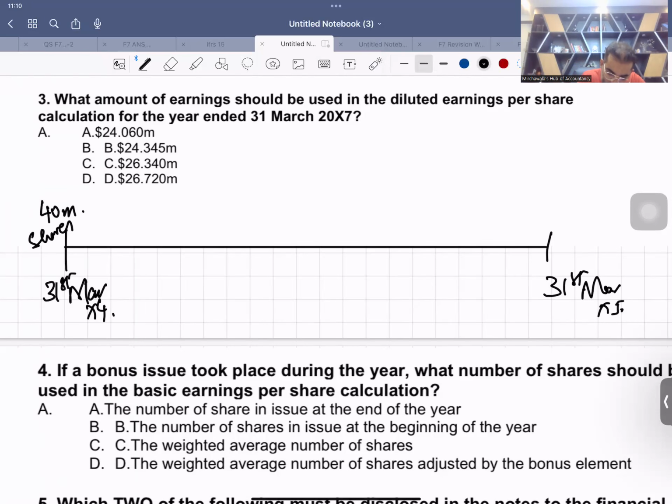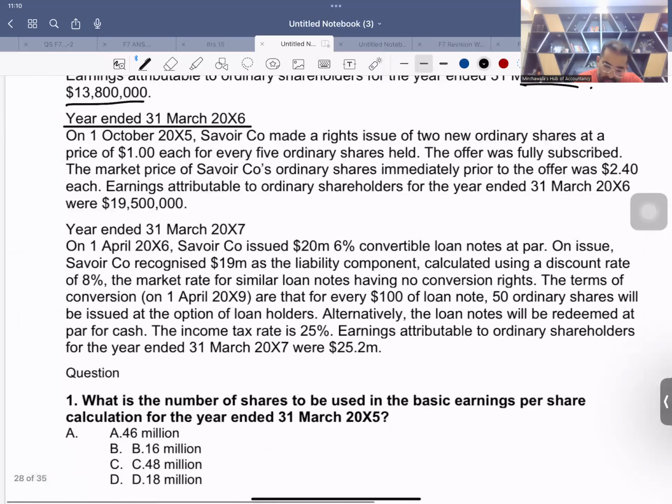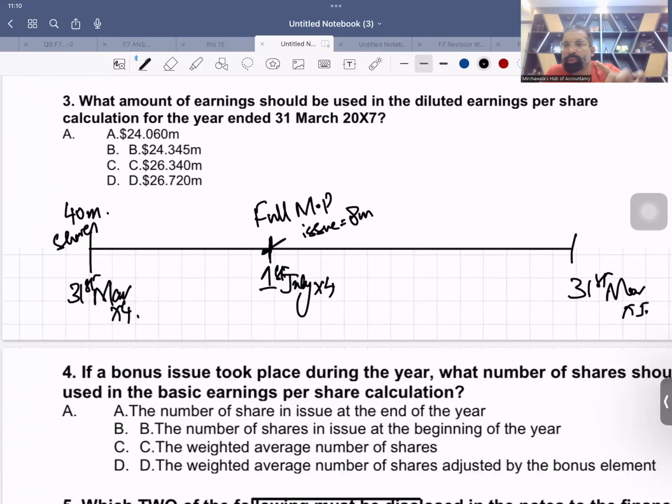Now, on 1st of July X4, we issued a full market price issue, full MP issue, of 8 million shares. You know what? Full market price issues are never adjusted from the beginning of the year. Never. We just take the impact of a full market price issue from the date when they are issued.